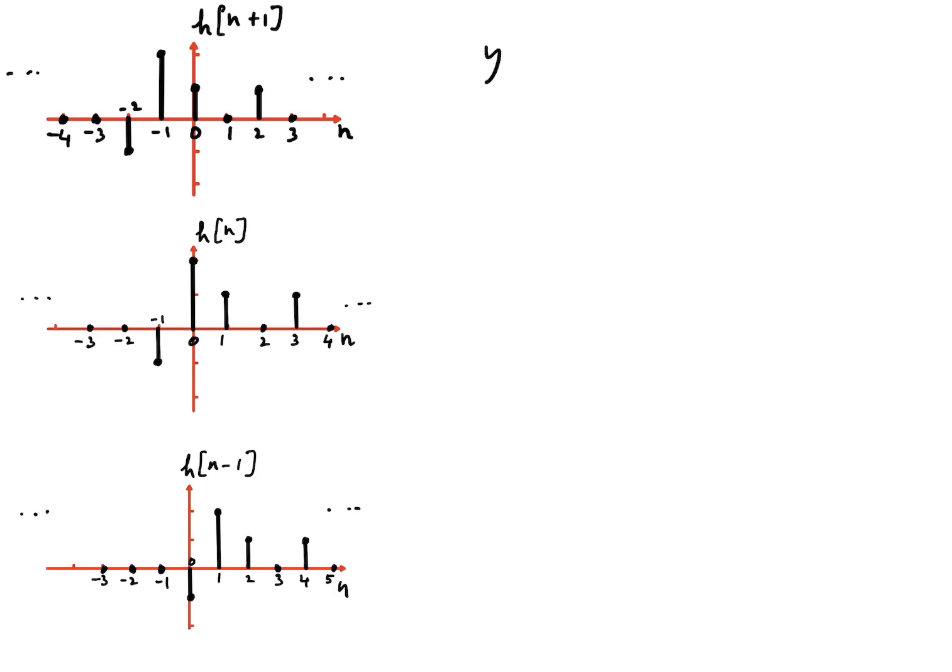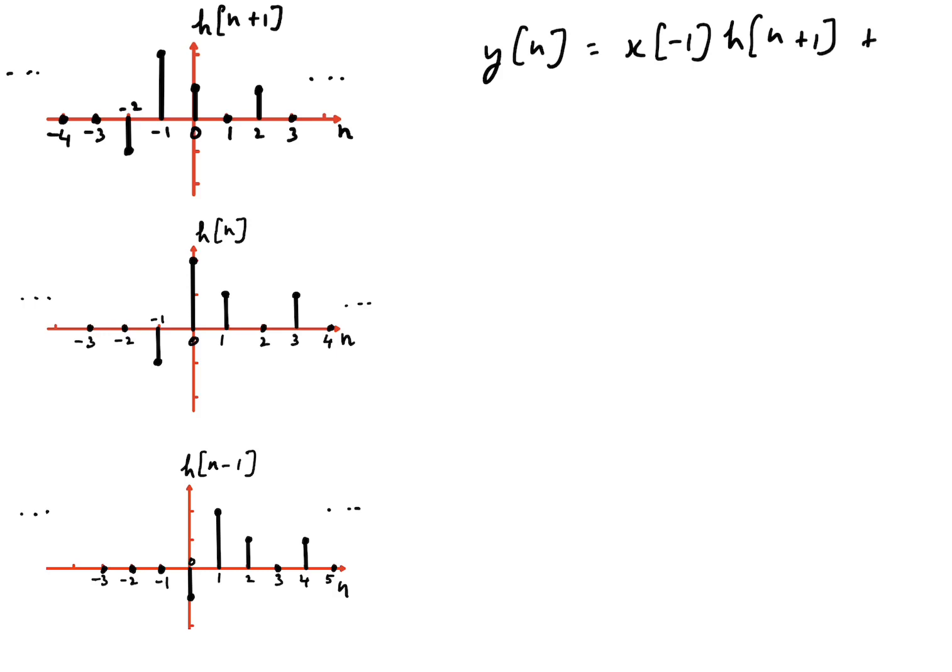So our output y of n equals x of minus 1 times h of n plus 1. Now what is x of minus 1? From our diagram for the signal x of n, I'm going to show that here also.